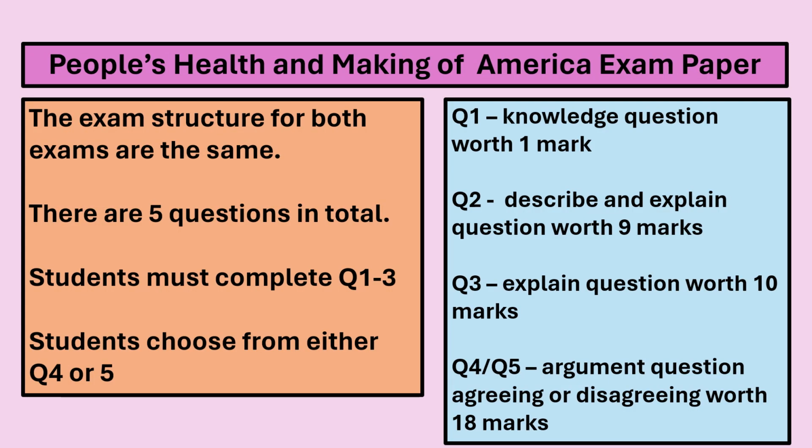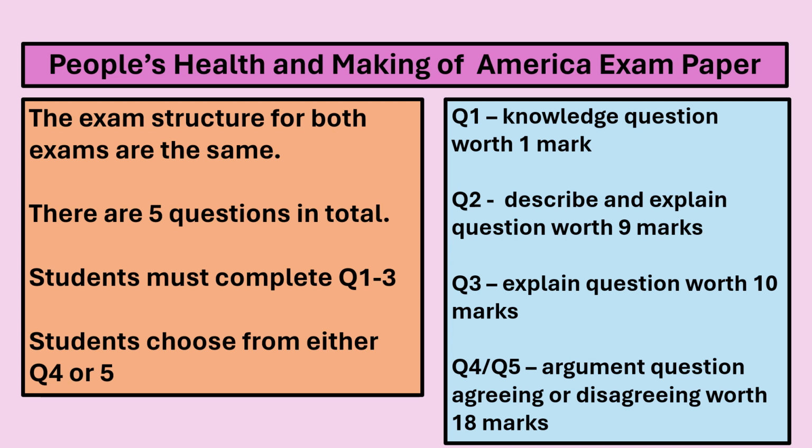The People's Health and Making of America papers are the same in terms of the exam questions and strands. Both papers have 5 questions in total. All students must complete questions 1 to 3, and students then choose question 4 or question 5. So you do 4 questions in total.